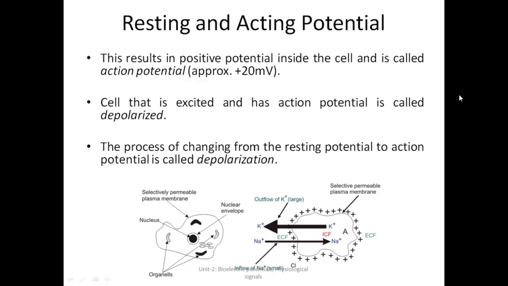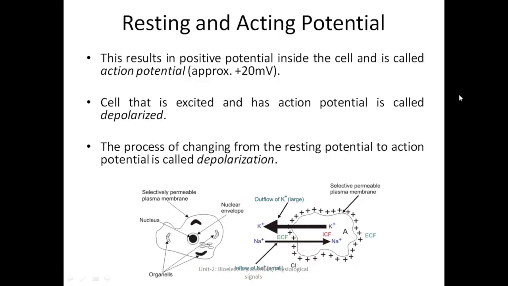Okay, and that creates a positive potential inside the cell, which is called an action potential, which ranges for about 20 millivolts. In this state, this particular cell is called a depolarized cell. So a cell that is excited and has a certain action potential is called a depolarized cell. And the process of changing from resting potential to action potential is called depolarization.